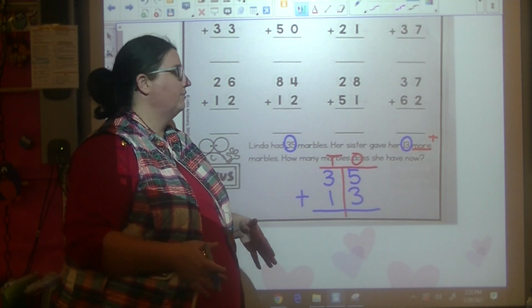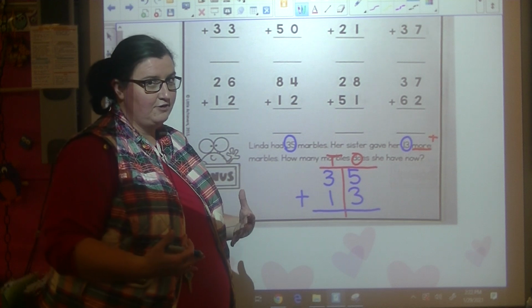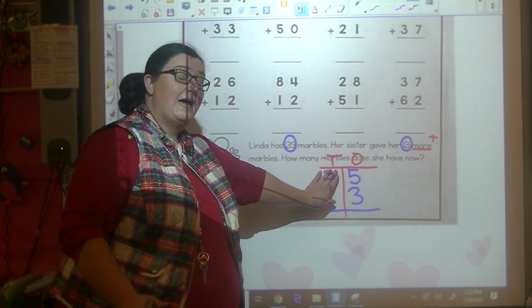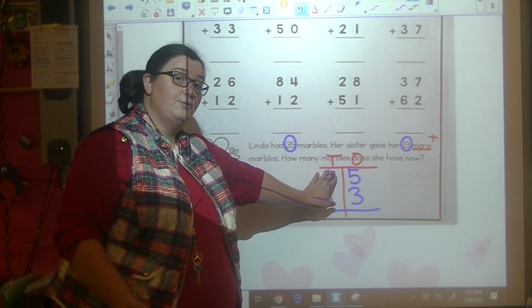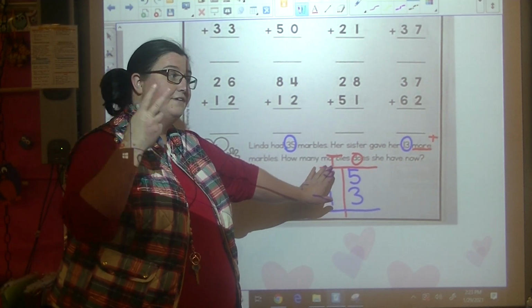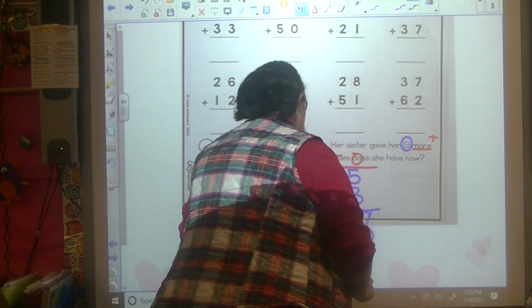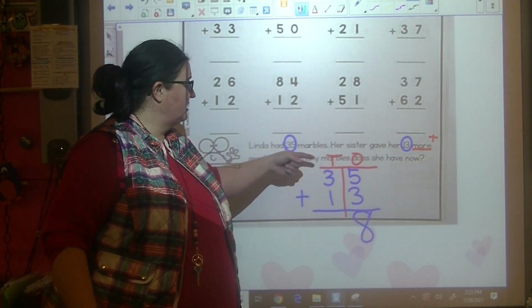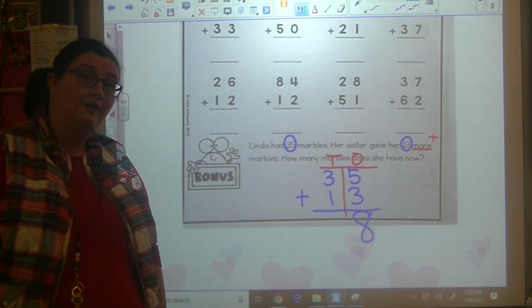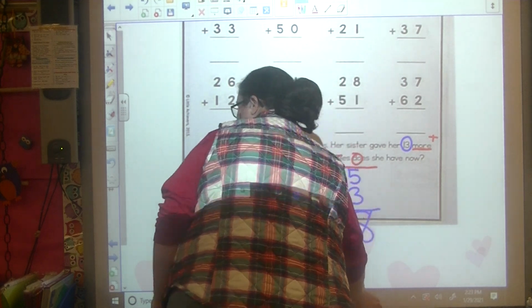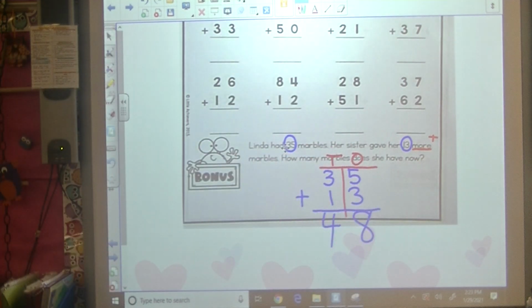All right, now let's add. Let's play hide and go seek. Who hides first? The tens. So add the ones. 5 plus 3 equals 5, 6, 7, 8. And then our tens. 3 plus 1 equals 4. What's your answer? 48.